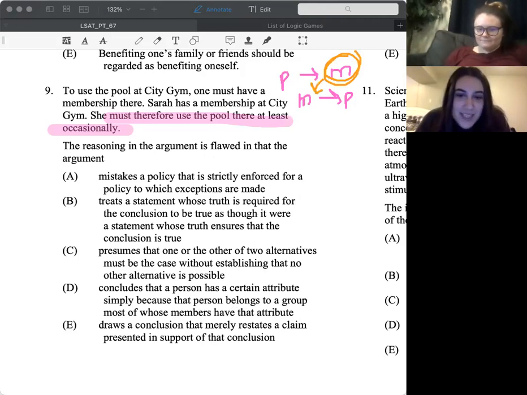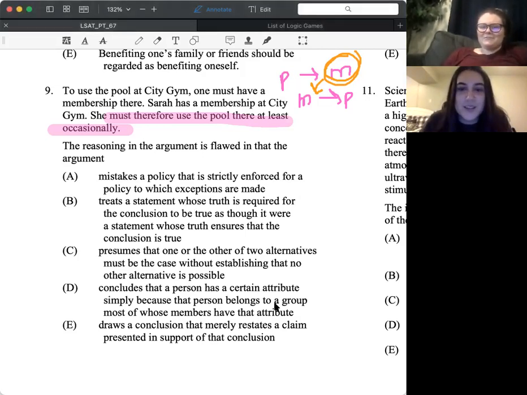Mistakes a policy that is strictly enforced for a policy to which exceptions are made. I hated this one. Like, I don't know what the exception is by any means. Do we know? We're not looking for strictly enforced and exceptions at all. We're looking for takes necessary as sufficient. That's all we're looking for. So we can cross this off.